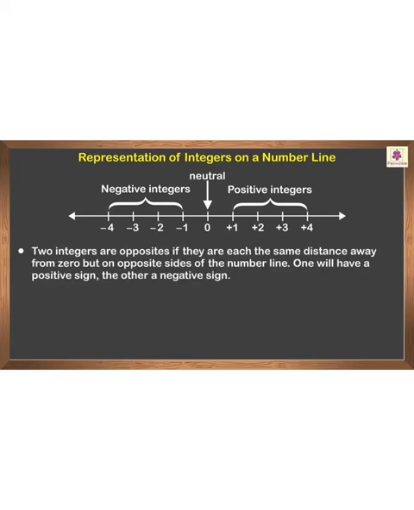Two integers are opposites if they are each the same distance away from 0, but on opposite sides of the number line. One will have a positive sign, the other a negative sign. In the number line shown here, +3 and -3 are opposite numbers.